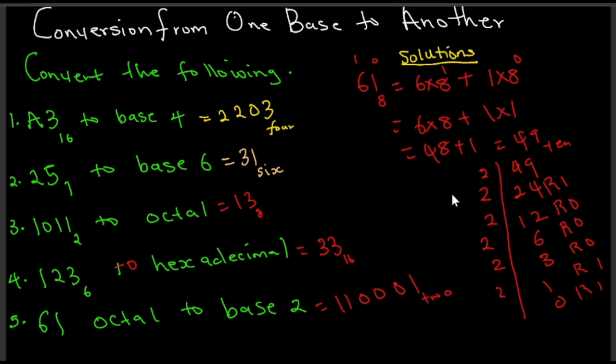So this is it for conversion from one base to another. From here, we've established that the first thing we do is to convert that base to base 10 by multiplication and convert the base 10 to the next base by division. We divide the base 10 number by the base we're converting it to, and then we have our answers.